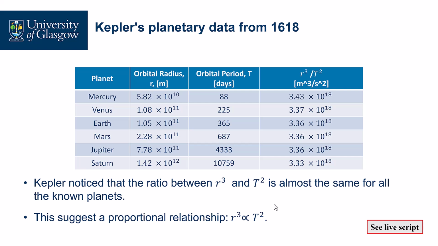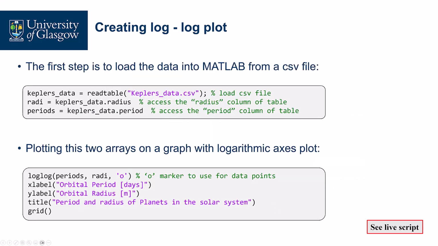First task, create a log-log plot. Let's first get the data. To get the Kepler data, we read the table. This is a CSV file, saved as a table. You can use this command to learn. As I have said, what does this mean? You can check it using the help file. And we will talk about it in the next week.